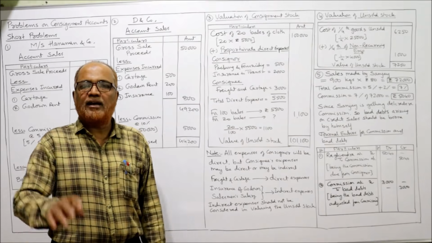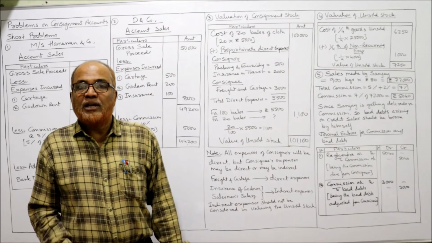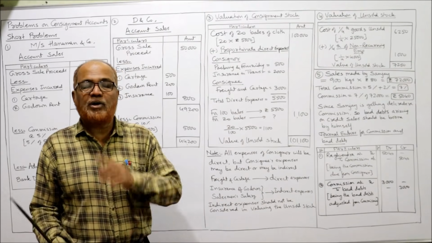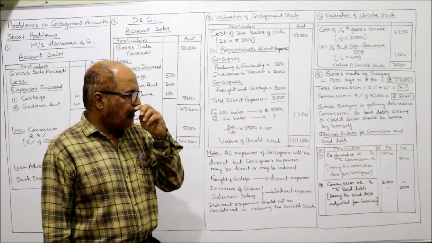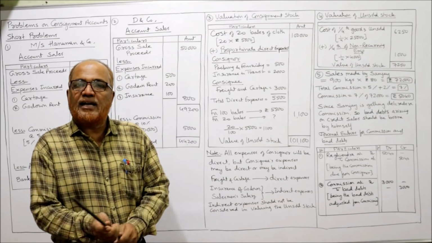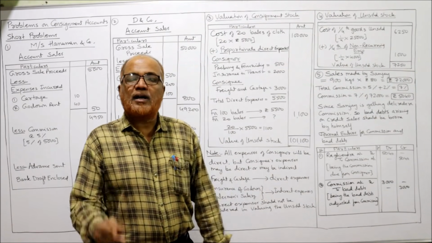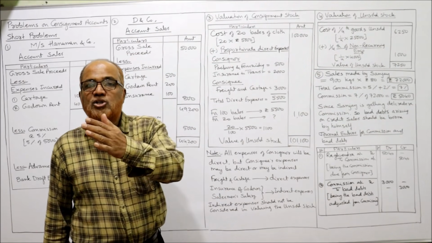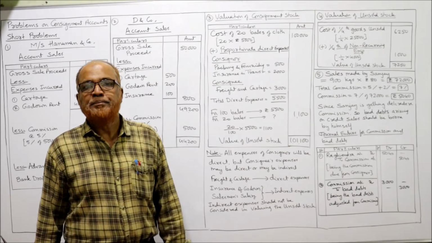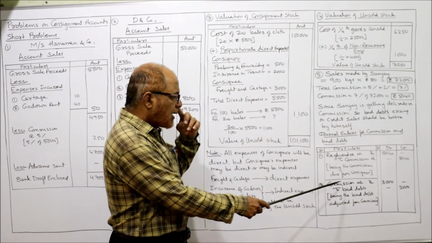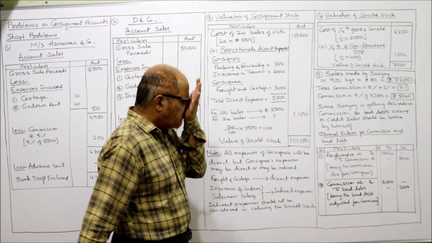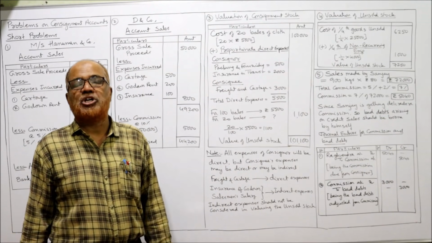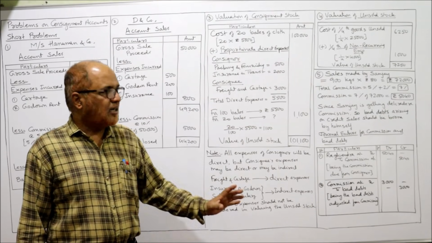First entry done. Second entry, bad debts. These bad debts should be charged to commission, because the consignee is getting one income and incurring one loss. The income is commission, and the loss is bad debt. The bad debt should be set off from commission. Entry will be commission account debit 3,000 to bad debts 3,000. Being the bad debts set off against commission. That's all. These are the entries.